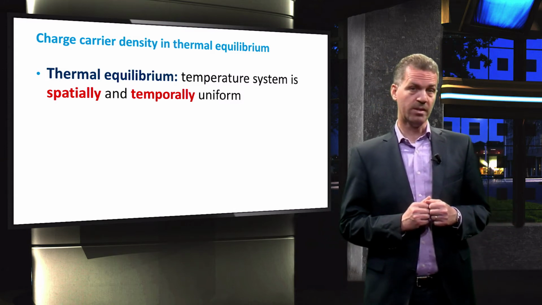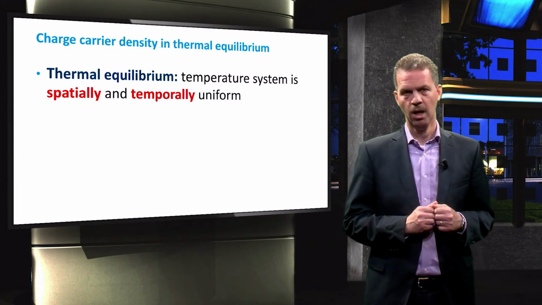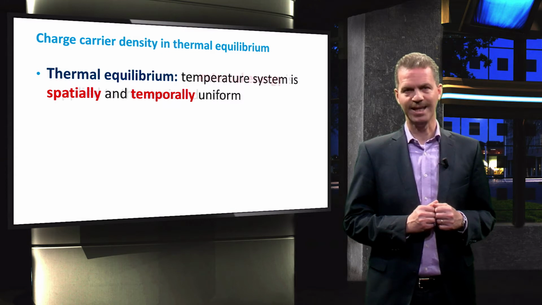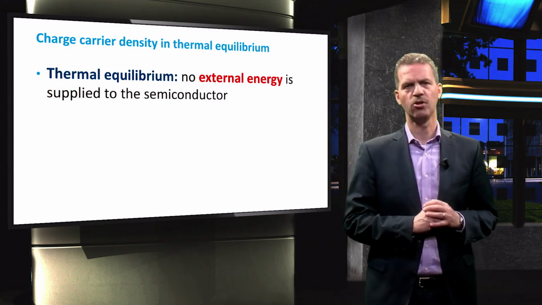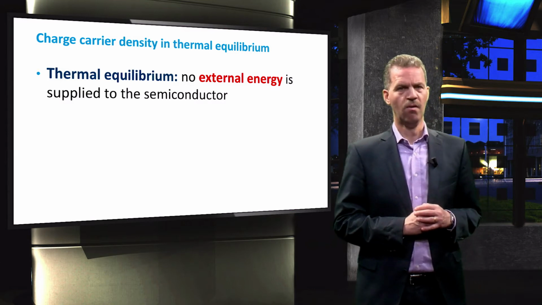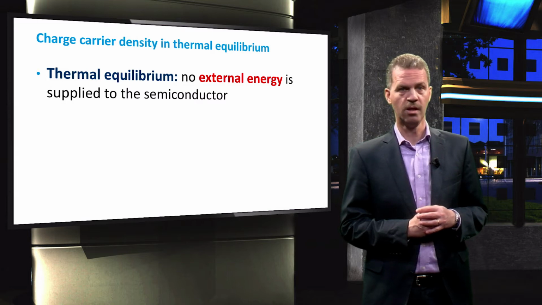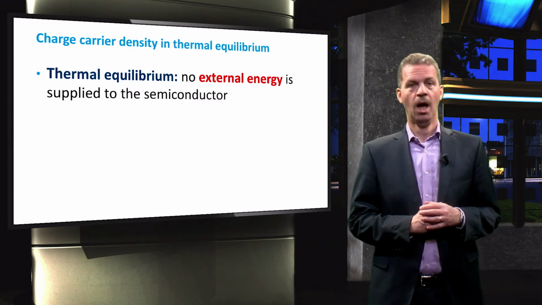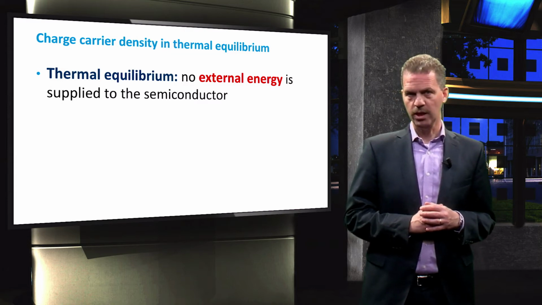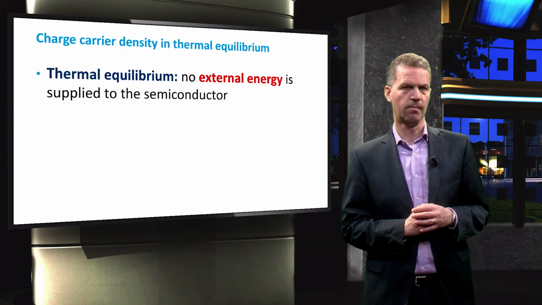This is a rather formal definition, and therefore we will adapt the definition for our needs. We state that a semiconductor at a given temperature is in thermal equilibrium when no external energy is supplied. For solar cells, this external energy is provided by photons, but you can also think of heat or injection of charge carriers. In order to calculate the free charge carrier density, you have learned to consider the band structure.